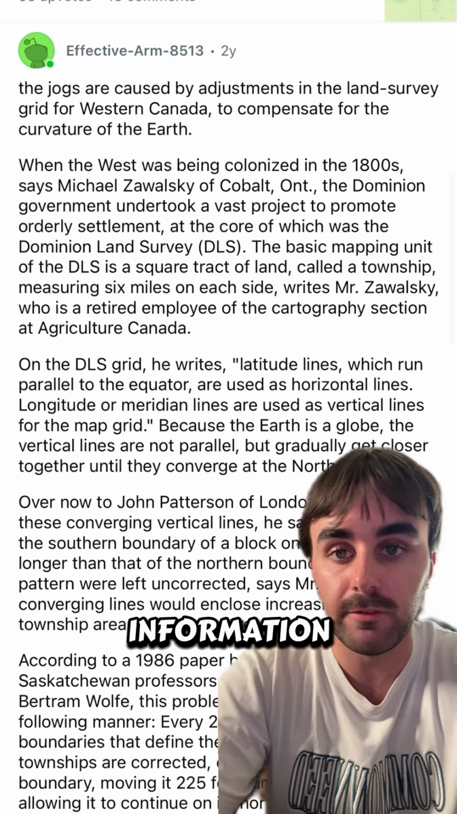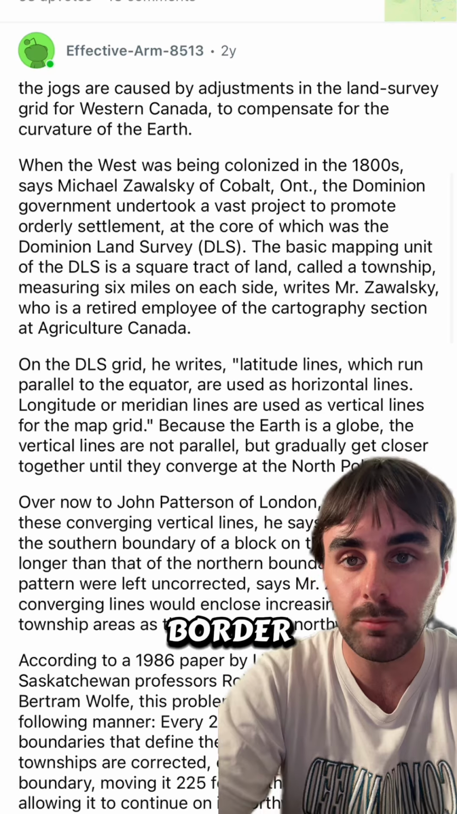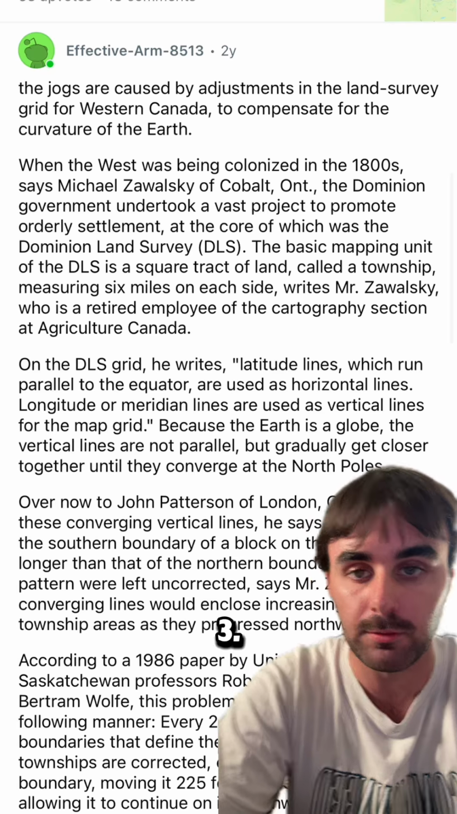I found most of this information on a Reddit thread talking about this border from EffectiveArm8513, so shout out to him. And that's the story of the Saskatchewan-Manitoba border.